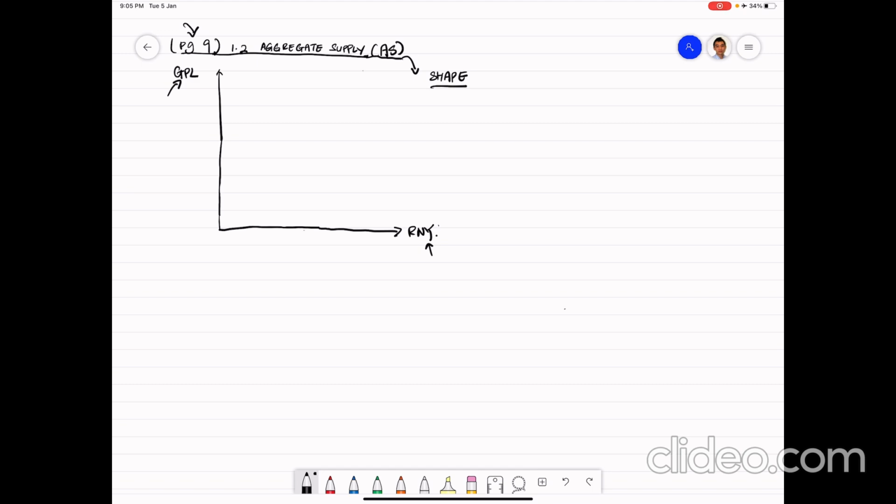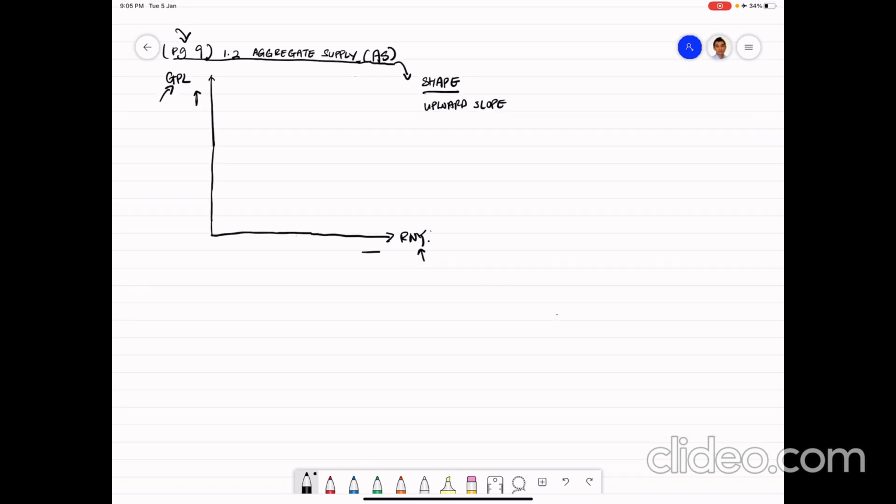So let's talk about the shape. In general, most supply curves tend to have an upward sloping shape, and for good reason, because as prices increase, producers tend to want to produce more and more. So you should have something like this: as prices increase, people tend to produce more goods and services. But this straight line upwards is not really the shape that you see on page 9. On page 9, what you actually see is something like this.